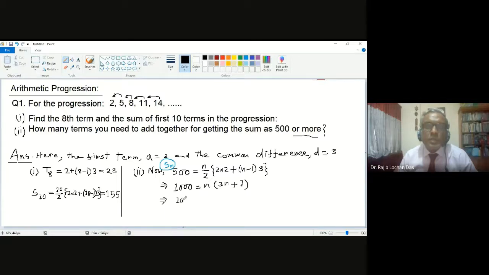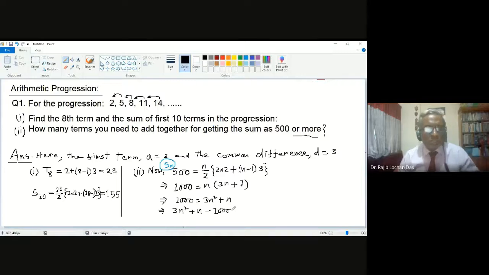This will be the middle term. Yes, this will be the middle term. It is 3n square plus n, and then you take 1000 to one side. So it will be 3n square plus n minus 1000 equal to 0.